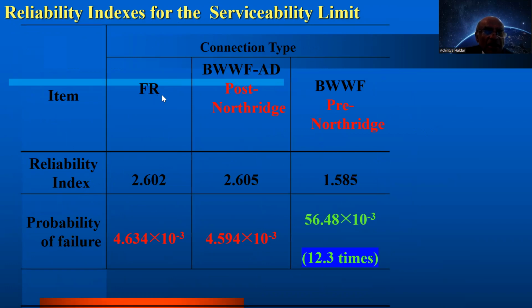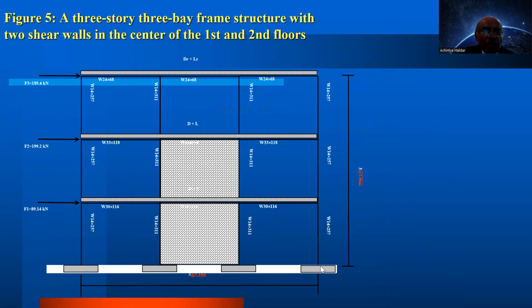If you assume they are FR type, fully restrained, probability of failure is 10 to the power minus 3, same as post-Northridge. That means it did not reduce the strength. But if we use pre-Northridge without the slotted hole, you can see probability of failure is about 12 times higher. So after that, we added some shear wall, just to show it is the bottom 2 floors.